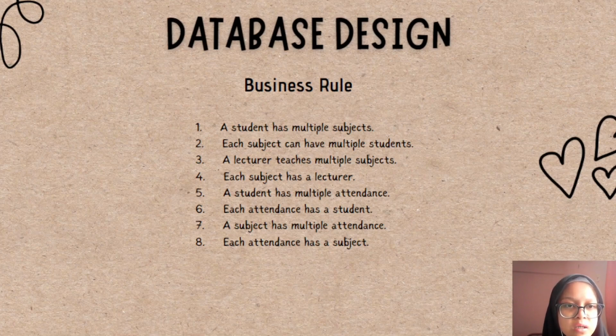And also, a student has multiple attendances. The sixth business rule, each attendance has a student. Next, a subject has multiple attendances. And the last one for the business rules is each attendance has a subject.